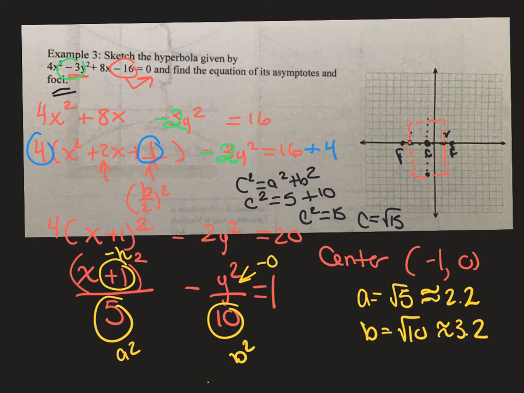Remember my two asymptotes? They go through the corners of the box, through the center. So there's one asymptote. There's the other asymptote. And then my hyperbola branches go through the vertices and eat the Pac-Man foci.